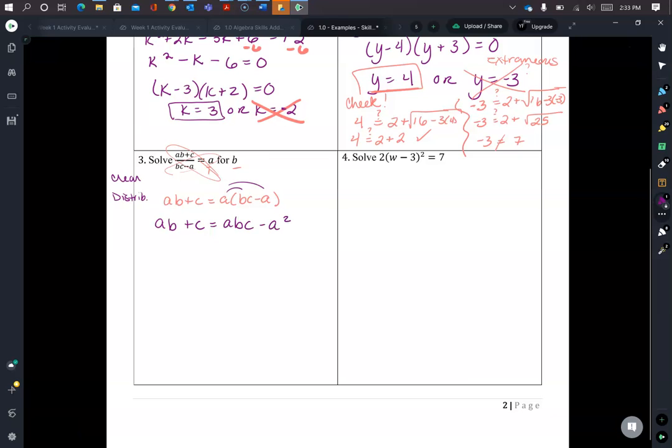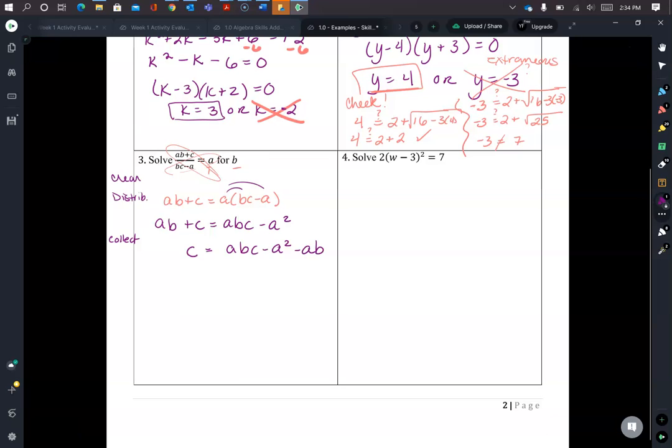The next thing I need to do is collect. I want to get all my b stuff to one side. So I have this set up. It really doesn't matter which way I go, but I think the way I have it set up, it's a little bit easier just to subtract the ab on both sides. So I end up with c equals abc - a squared - ab.